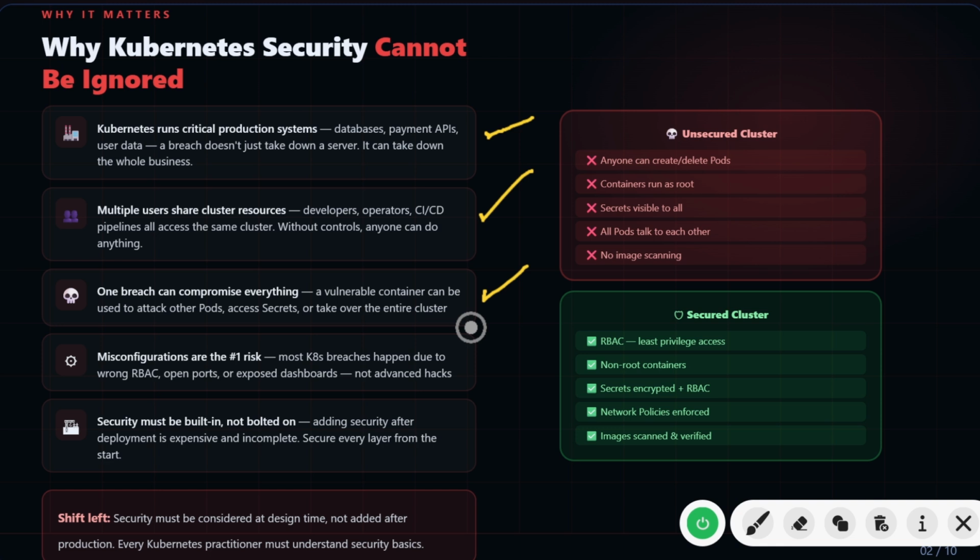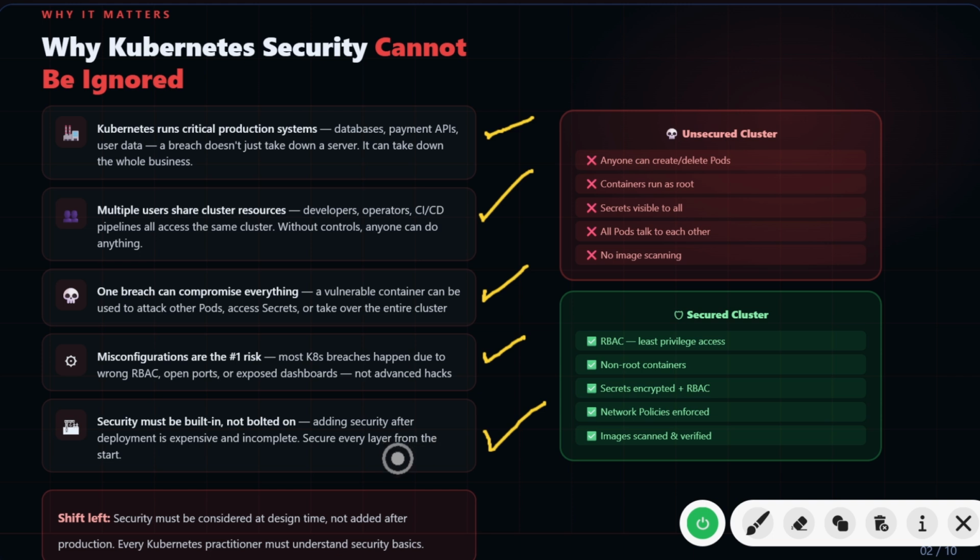which was used in your work environment. Then obviously that vulnerable container will be used by a malicious hacker to take over your entire cluster. There will also be chances of misconfigurations, which are a top risk. Most Kubernetes breaches happen due to wrong role-based access control, open ports, and exposed databases, which hackers obviously take advantage of. Security must be built-in, not bolted on.